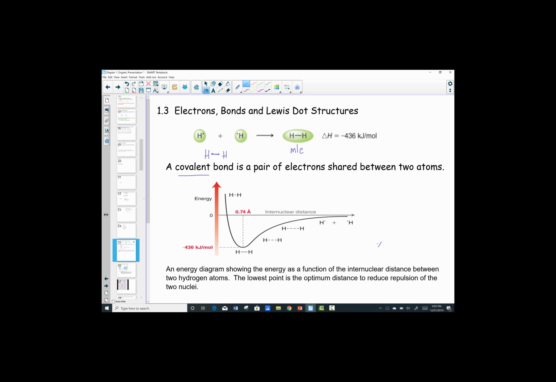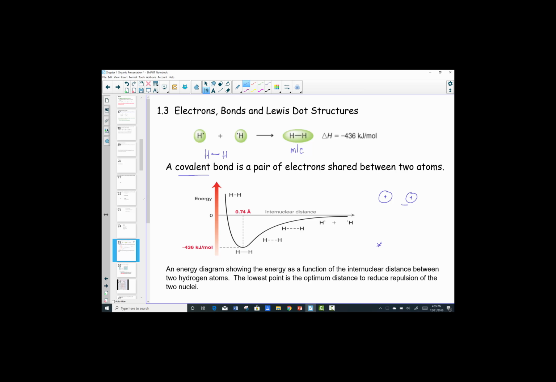And in this diagram, what we're looking at is an energy diagram representing energy as a function of the internuclear distance between those two hydrogen atoms. And so we have an optimal distance to help reduce the repulsion of two nuclei. So just think of this hydrogen atom with its positive proton inside the nucleus, and a second hydrogen atom with its positive proton in its nucleus there.